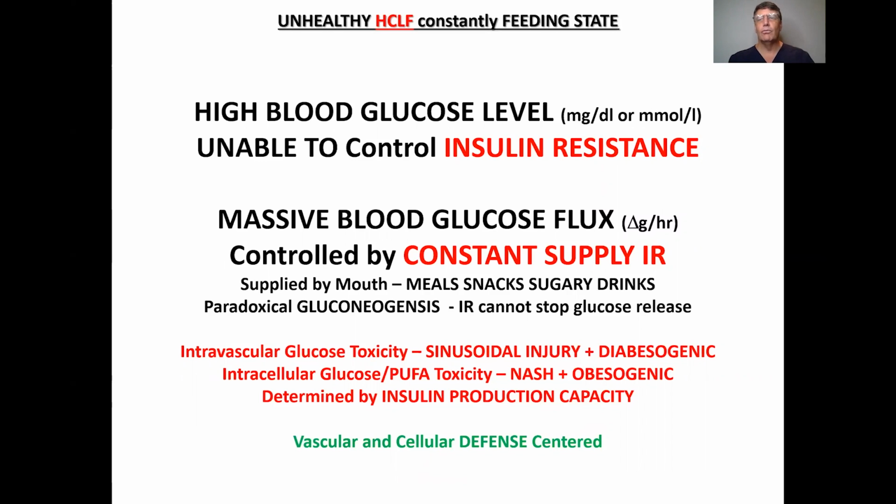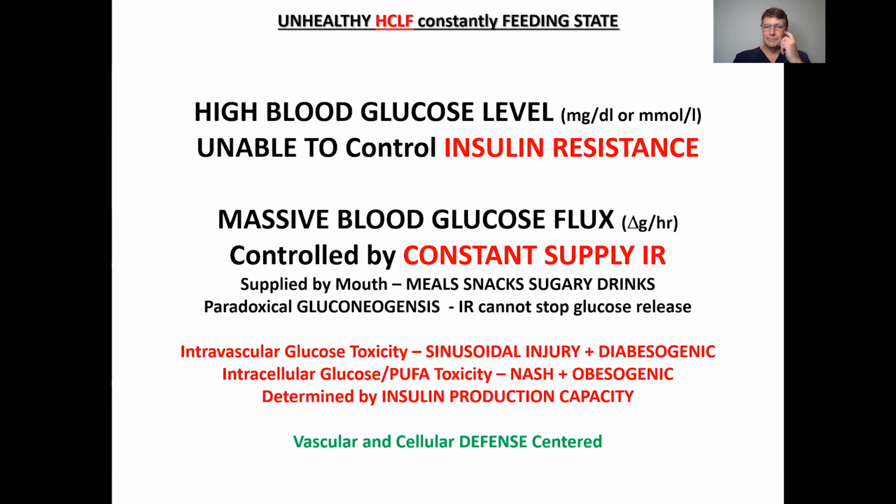So your blood sugar actually rises up to the upper limit of normal or maybe a little bit higher. So that is measured on a finger stick. But also, there is a massive amount of glucose flux. The number of grams of sugar, the glycemic load, is enormous in the blood system. And the glucose flux, the amount of sugar in the bloodstream, that glycemic load, is controlled by your brain and your hands stuffing your face. So it's supplied by the mouth in the form of meals, high carbohydrate meals, snacks, sugary drinks, continuous consumption.